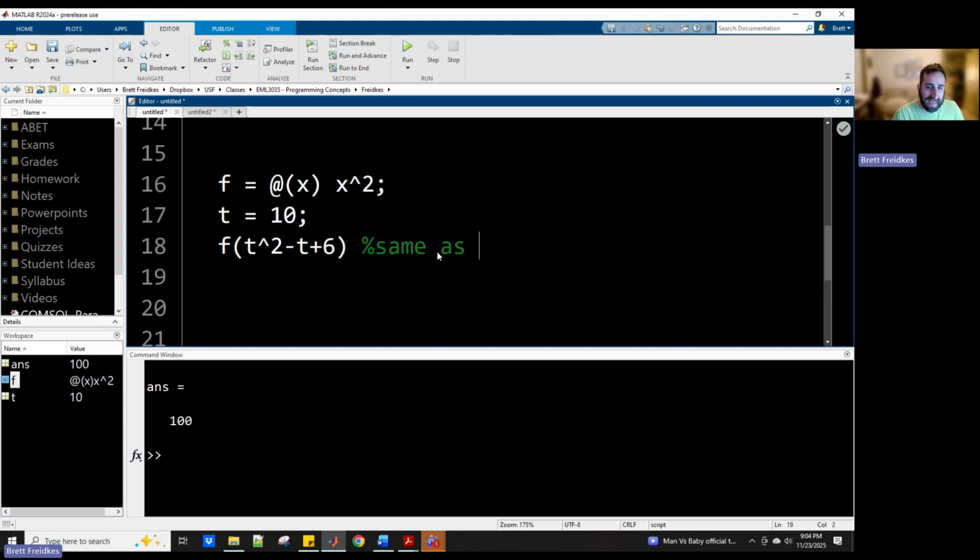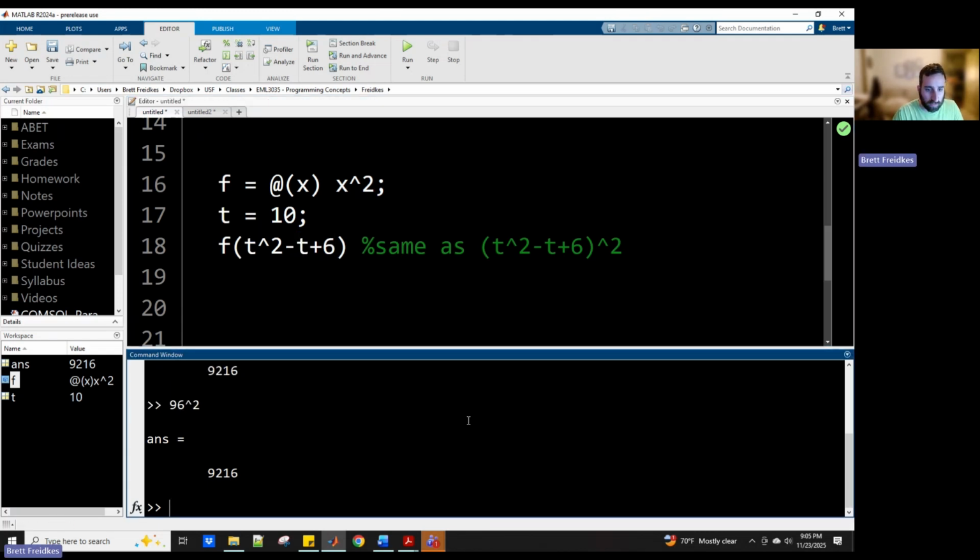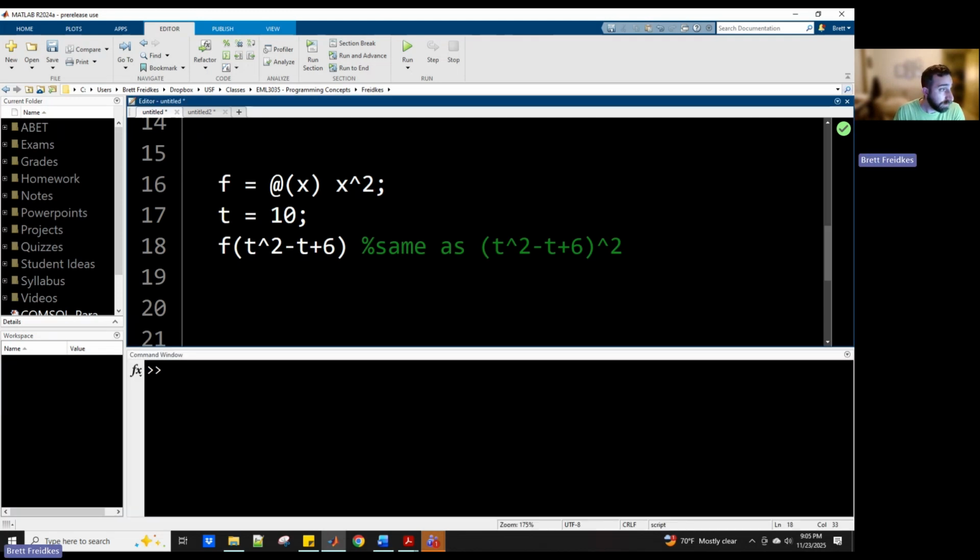This is the same as t squared minus t plus 6 squared because we're plugging it in for x. This is x. This is x. If I run this, it'll plug in 10 into here. 100 minus 10 is 90 plus 6 is 96. If we do 96 squared, we get the answer that we expect. That's the basics of anonymous functions and how we define them.